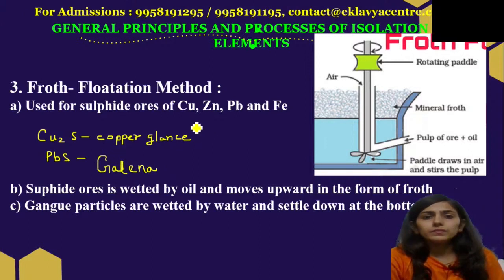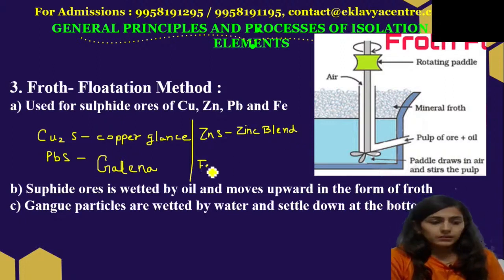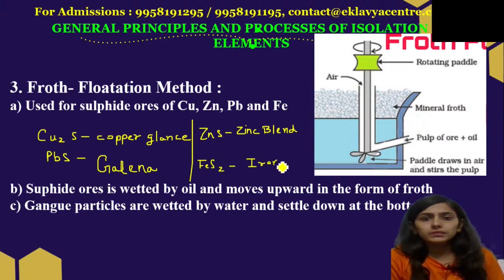Then we have ZnS, its name is zinc blende. Then, at the end, we have FeS2, iron pyrite.